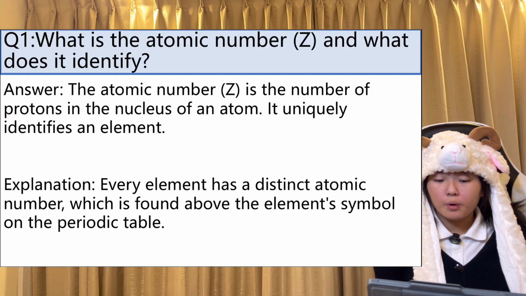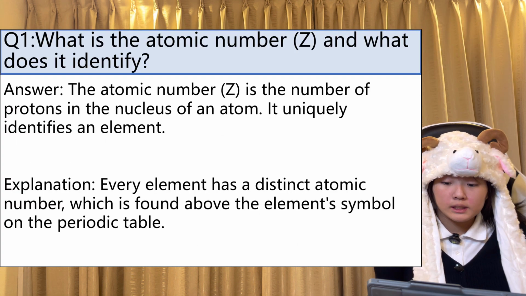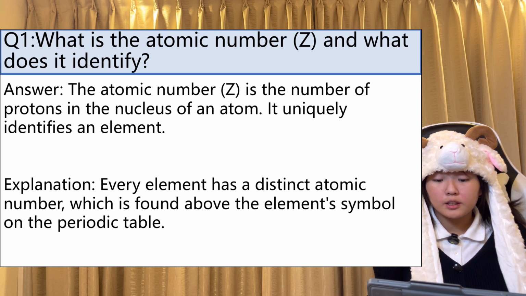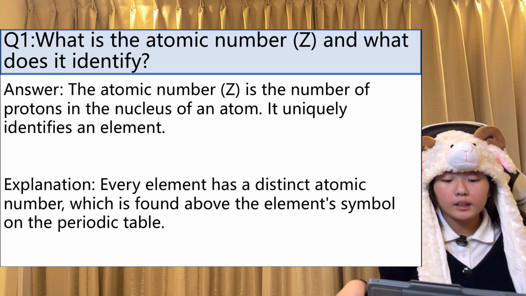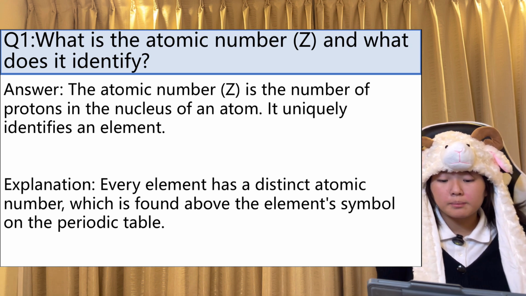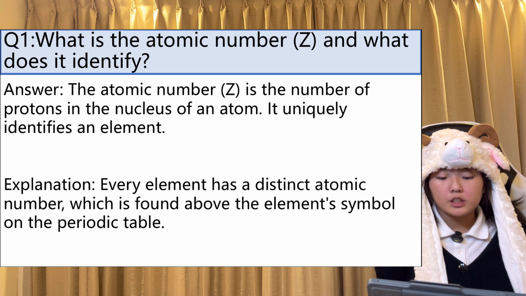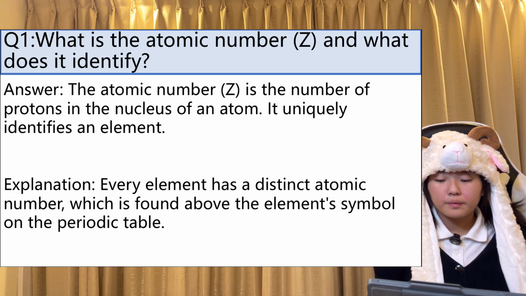The answer to question 1 is the atomic number, which is Z, is the number of protons in the nucleus of an atom. It uniquely identifies an element. This is correct because every element has a distinct atomic number, and it is found above the element symbol on the periodic table.